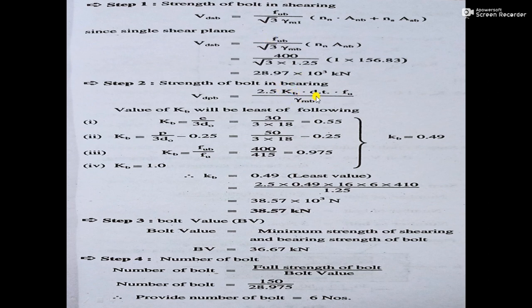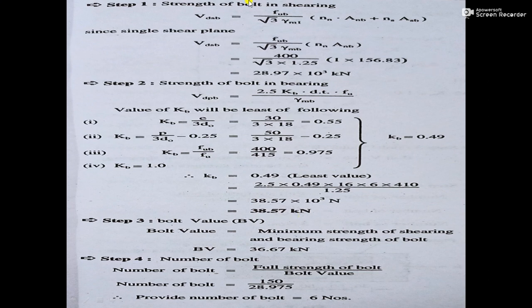Kb is 0.49, d is the nominal diameter, that is 16 mm, t is the thickness of plate, 6 mm, fu is the ultimate stress in plate, that is 410, and gamma mb is 1.25. Put all these values in this formula and calculate the bearing strength, and that is equal to 38.57 kilonewton.